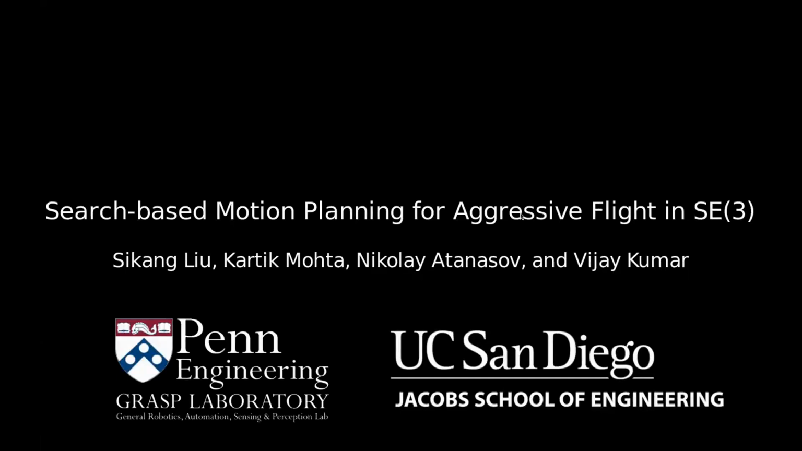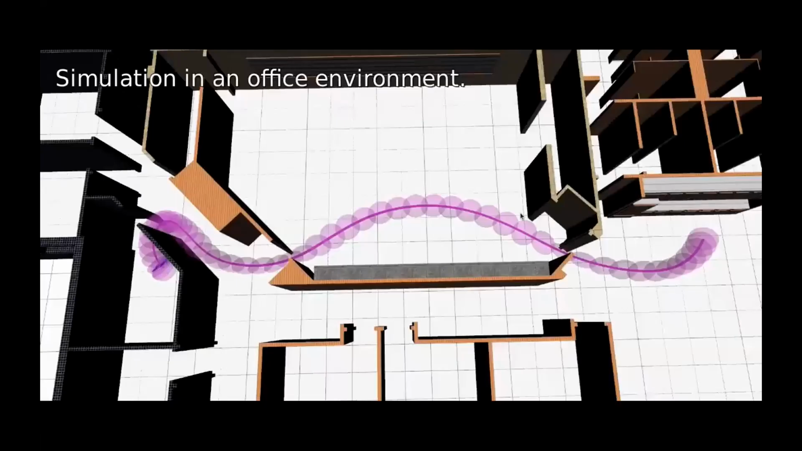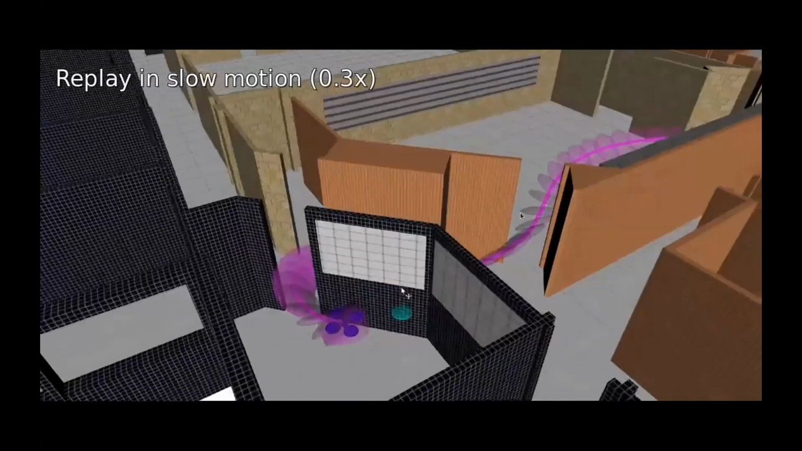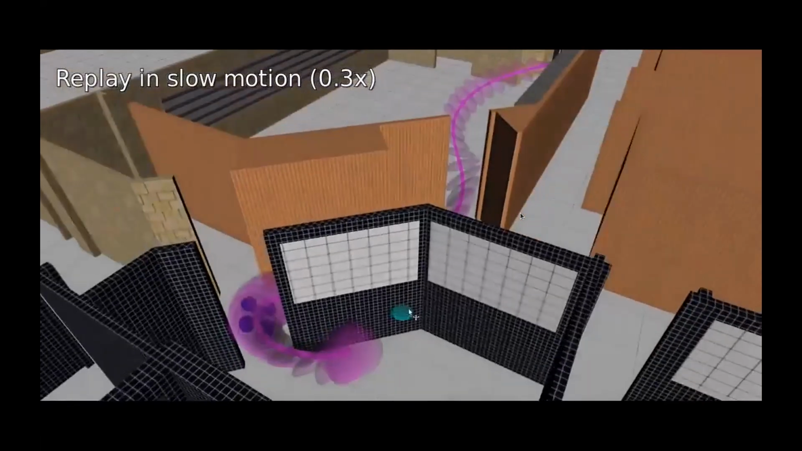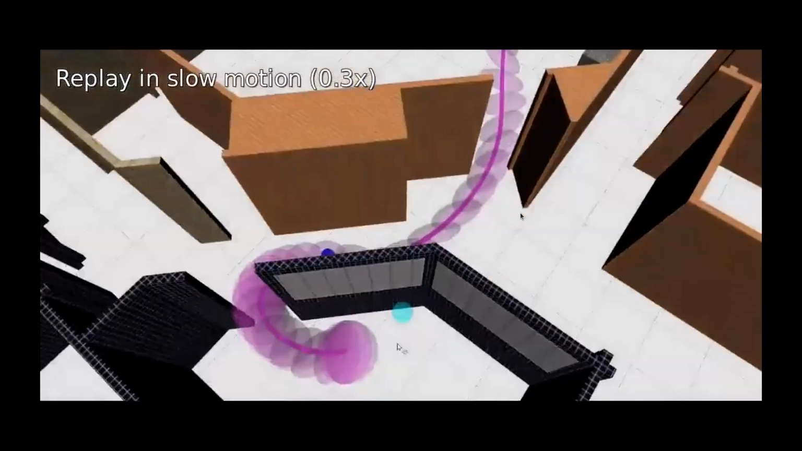And so I also just wanted to show that. That's a little video. It's in a simulation environment, and you can see that it really finds fairly aggressive motions in order to go through these narrow corridors.